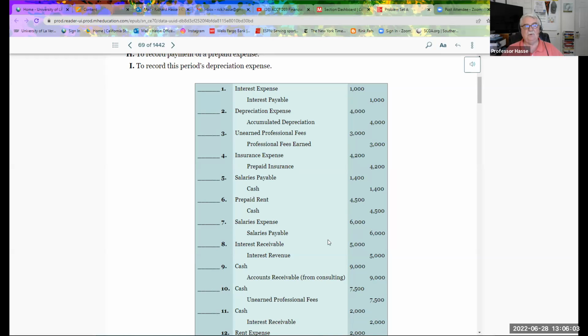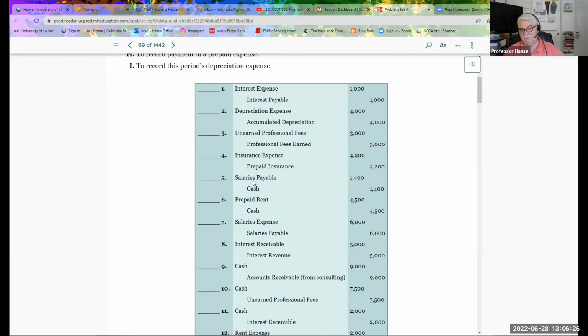So technically, they're working 4 days in June and 1 day in July. So I would have to make an adjusting entry on June 30th to record the salary expense for those 4 days and call it salaries payable. Then on July 1, when I actually cut the paycheck, it's like entry number 5.